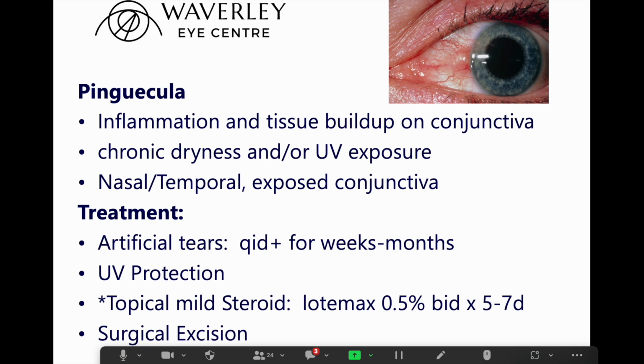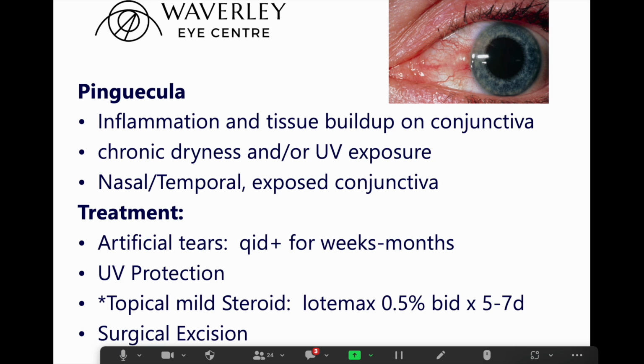The yellowish appearance is fatty tissue in the conjunctiva. They'll have more blood vessels, so it will look more red. When it gets more irritated, it'll get really inflamed and even more red. And it will definitely be more nasal and temporal, in the areas that are exposed.